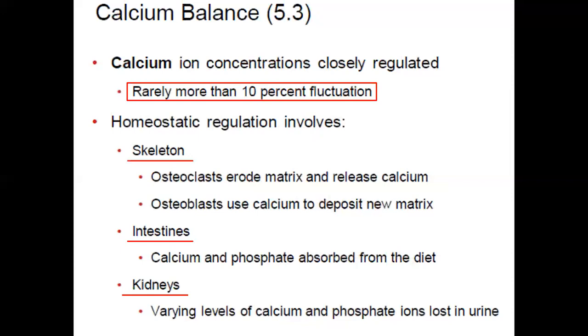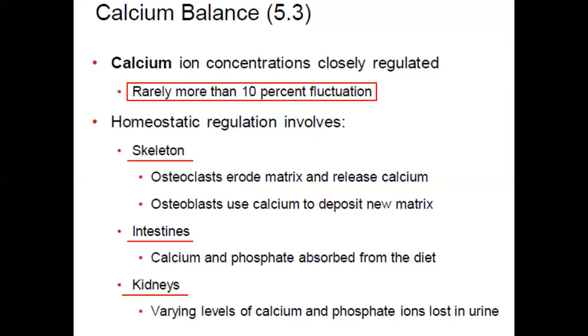And then the kidneys, which you wouldn't really normally think of calcium regulation happening at the kidneys, but it does. So the job of your kidneys is to filter your blood, and calcium can be filtered out of the blood, and you can excrete it in the urine, or that can be inhibited. So varying levels of calcium and phosphate ions can be lost in the urine, and your body can either lose more of it by filtering more out of the blood, or lose less of it by filtering less.